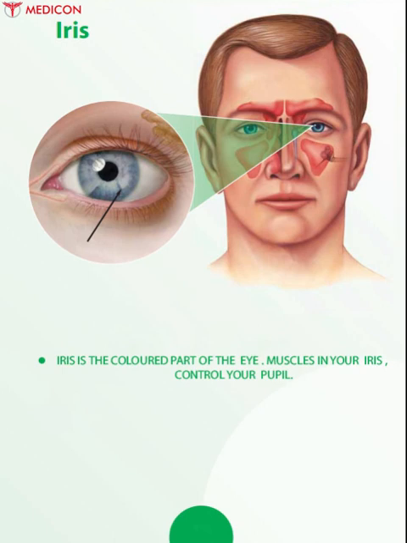Iris. The iris is the colored part of your eye, and muscles in the iris control your pupil. The iris is present in the anterior part of the eye lens. It controls the size and diameter of the pupil and thus regulates the amount of light entering the eye.